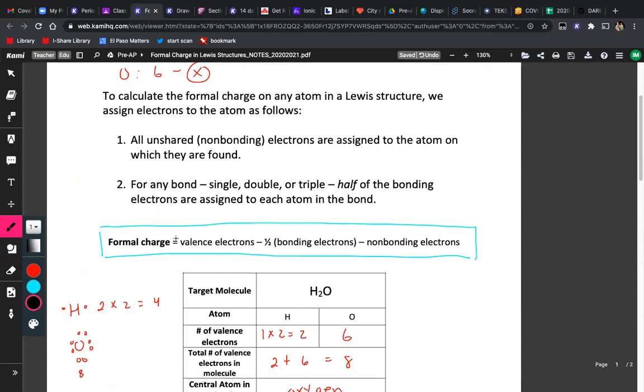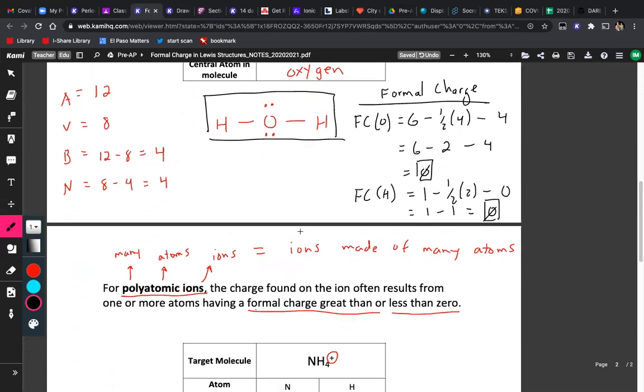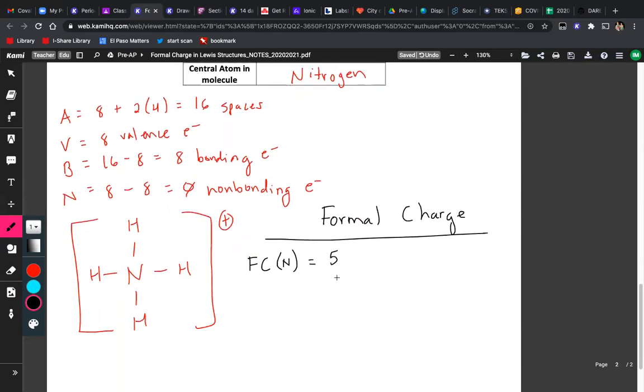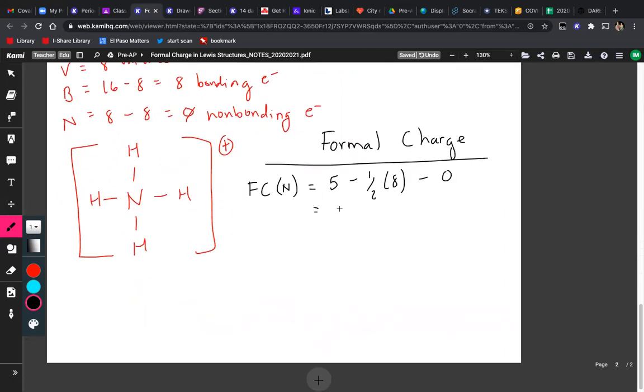The formula is: write the number of valence electrons. In this case, nitrogen has 5, so we're going to write 5, minus half the bonding electrons. In this case, nitrogen has 2, 4, 6, 8 bonding electrons, minus the number of non-bonding electrons. Nitrogen doesn't have any, so it's 0. All right, write this out again: 5 minus 4, that gives us 1.